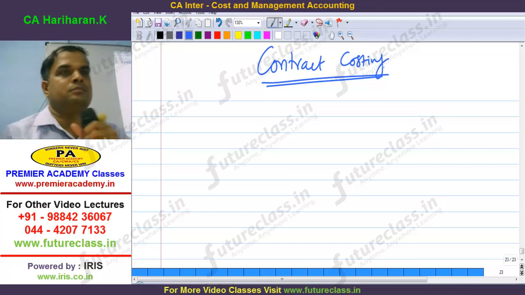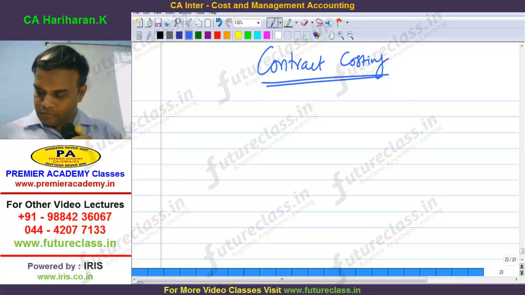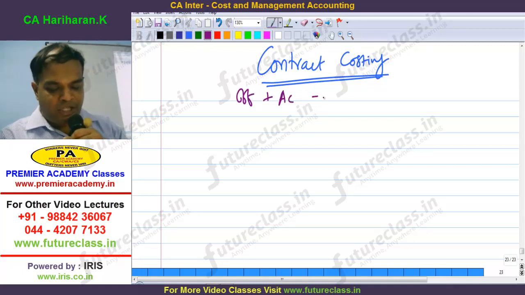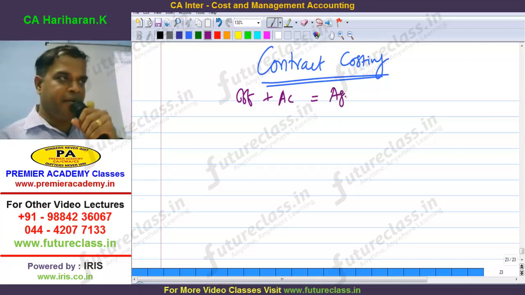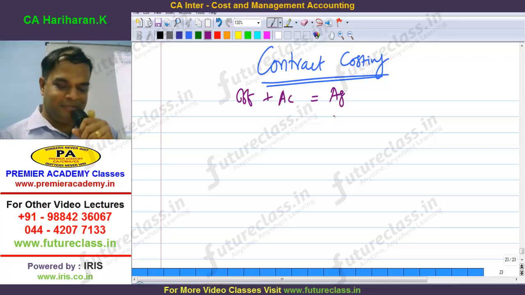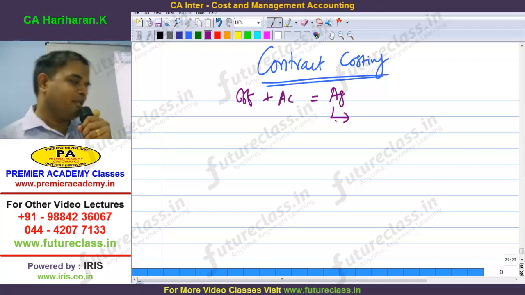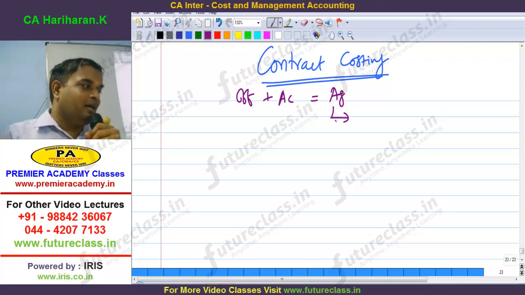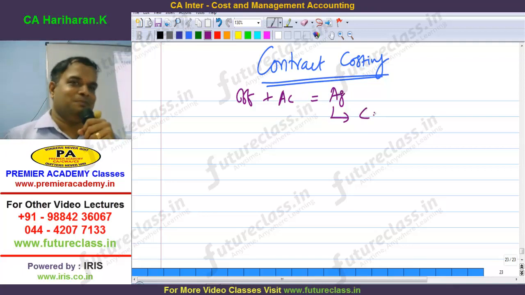Contract costing. Offer plus acceptance is called agreement. If you make an offer and the other accepts, it means you have agreed. Offer plus acceptance is equal to agreement. An agreement which is enforceable by law, that is called a contract.